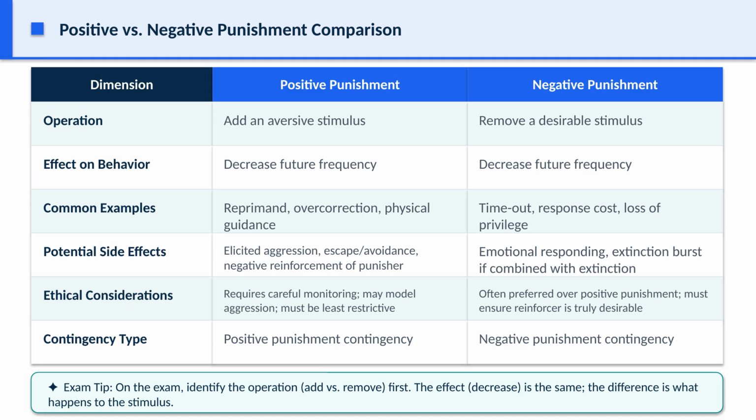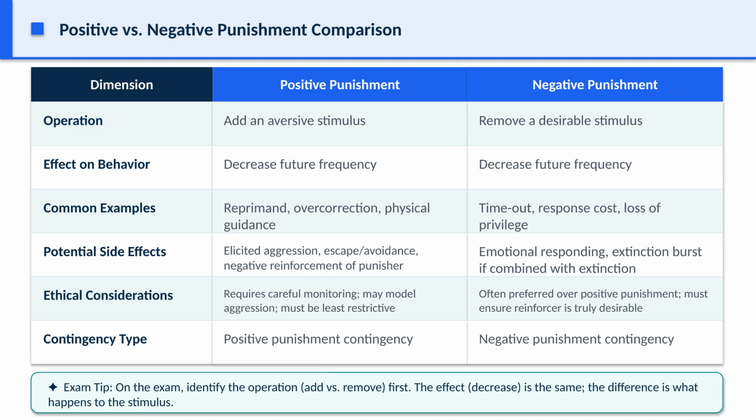For the BCBA exam, you must recognize that the key difference lies in the operation, not the effect. Both contingencies carry potential side effects. Positive punishment may elicit aggression or escape behaviors and can negatively reinforce the punisher, whereas negative punishment may produce emotional responding or an extinction burst if combined with extinction.